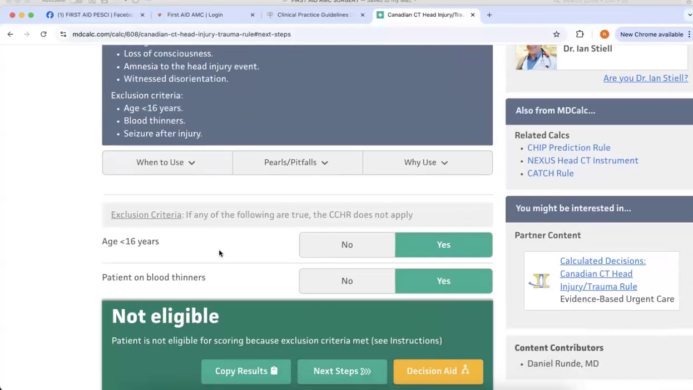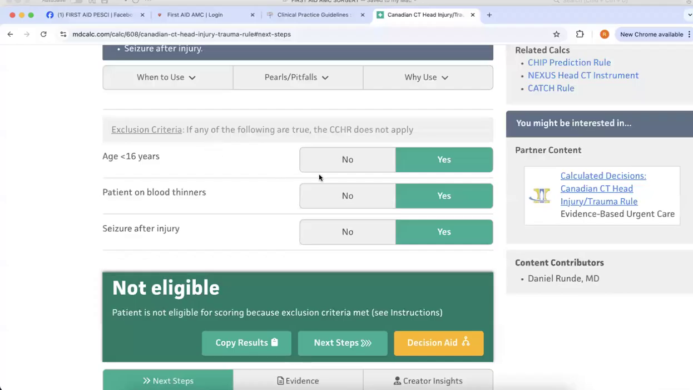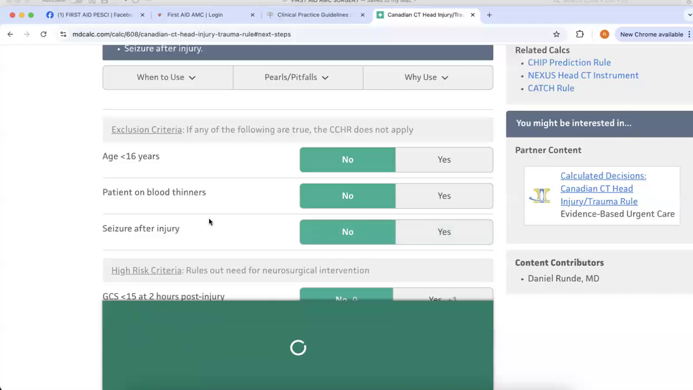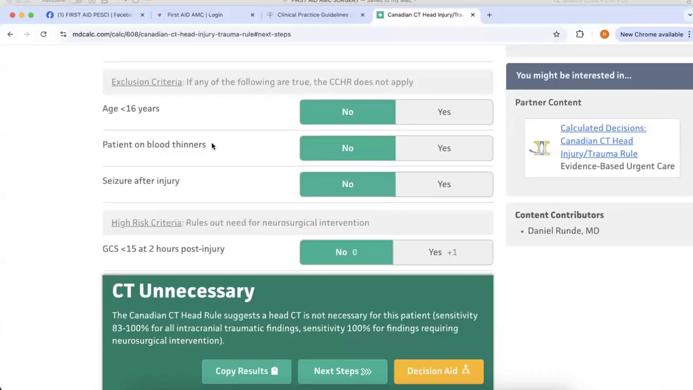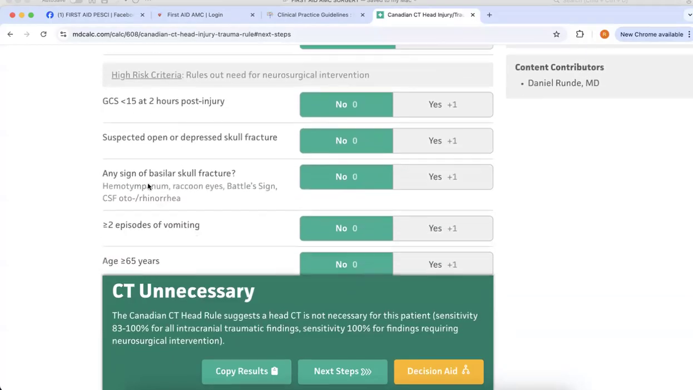So we look at whether the patient has, let's say all of this is no. Age less than 16, no. Patient on blood thinners, no. Seizure after injury, no. If these 3 are there, especially patient on blood thinner or a seizure after injury, usually we will go for imaging anyway, so there is no point of doing this scoring. But if these are negative, then we use this.